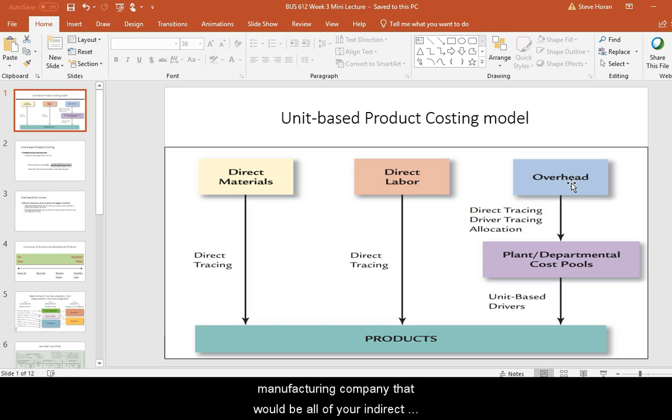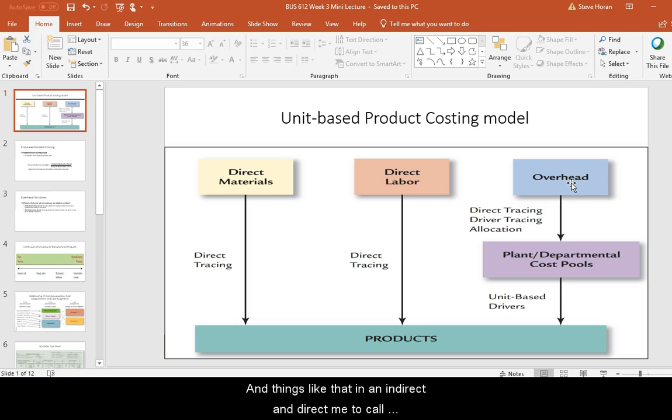For a manufacturing company, that would be all of your indirect labor. So that would be some kind of a supervisor, a maintenance person, people who are very needed and very involved in the manufacturing process, but they are not actually physically making the product themselves. That also includes the cost of a factory, a plant. So that would be the utilities on the plant, the depreciation on machinery in the plant, and things like that. And then also indirect material would go into that also.